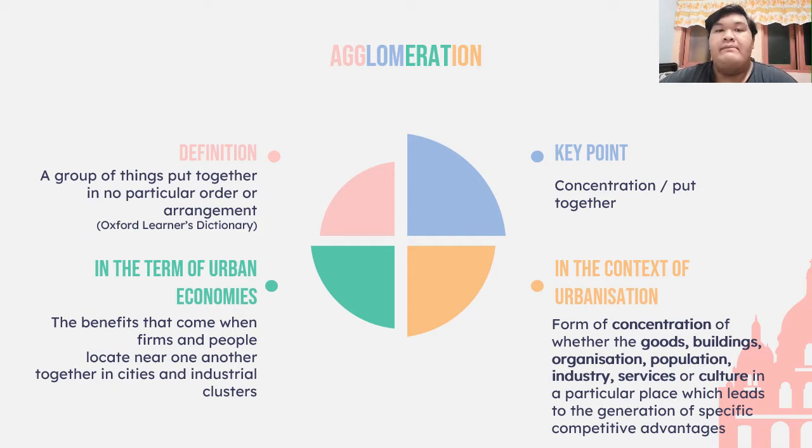In the context of urbanization, agglomeration is a form of concentration of goods, buildings, organizations, population, industry, services, or culture in a particular place, which leads to the generation of specific competitive advantages. In simple words, when agglomeration in an area consists of a variety of industries, it will lead to various interdependencies between industries and result in different economic generation in one area.